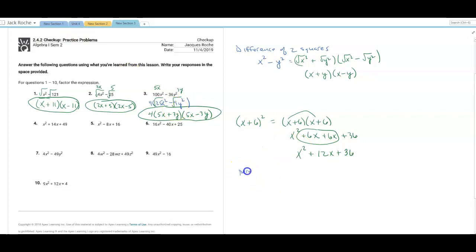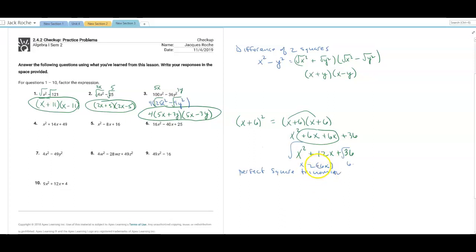This is called a perfect square trinomial. So when I square a quadratic, this is what happens. If I take the square root of the first term, I get x. If I take the square root of the last term, I get 6. Now, if I multiply these together, I get 6x. And if I double it, I get the middle term, 12x.